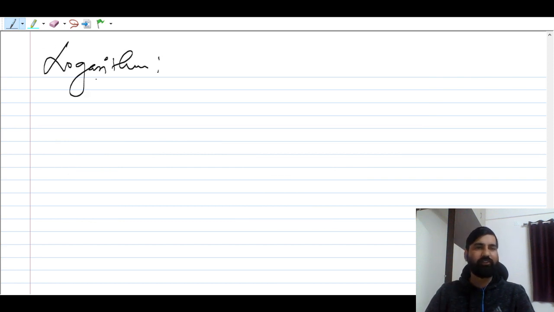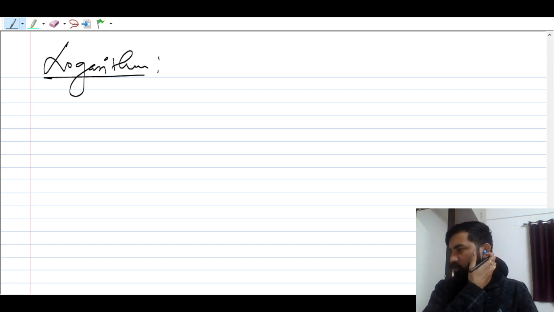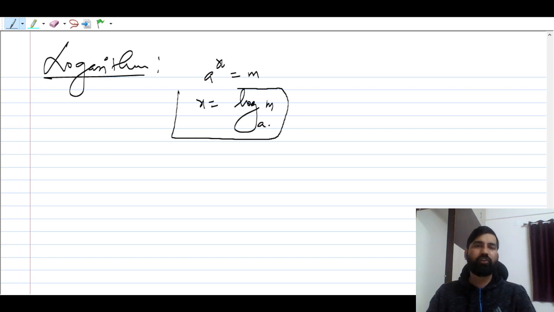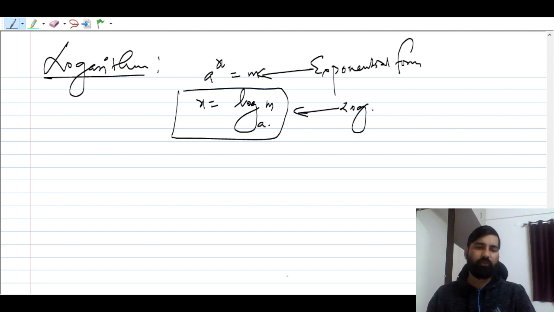The topic is very, very important, and log is very simple also. Now the question is how do we define log, which you have to remember. If you take any number a and take the power of x equal to m, you can always write this as x equals log of m base a. We call this the exponential form, and we call the other the logarithm or log form. Here the base is a.